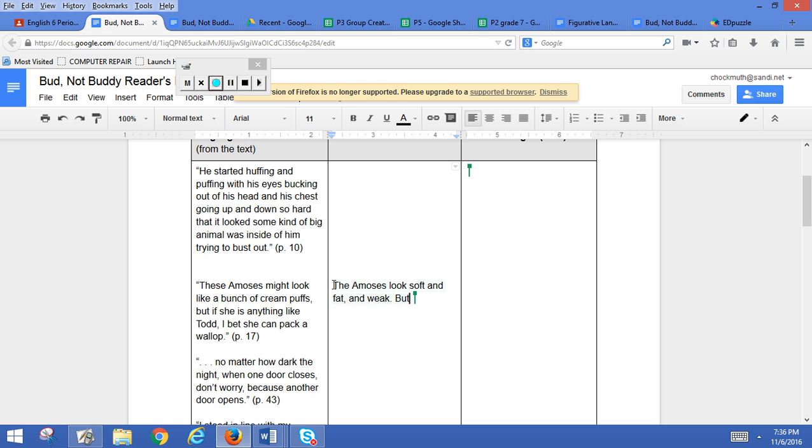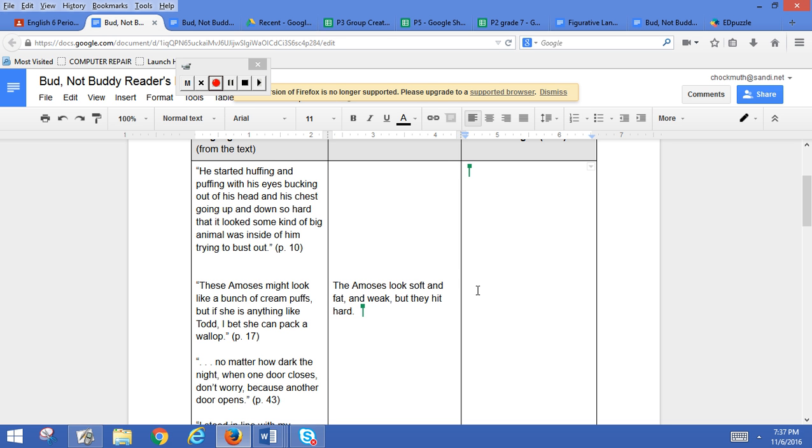But he says if she is anything like that means Mrs. Amos, like Todd, who remember beat Bud up, I bet she can pack a wallop. So that's another kind of figurative language, just kind of a word that sounds like what it is. So a wallop is just a really hard punch or hit. So they may look soft and fat and weak, but they hit hard. And that's it. That's my note for there.